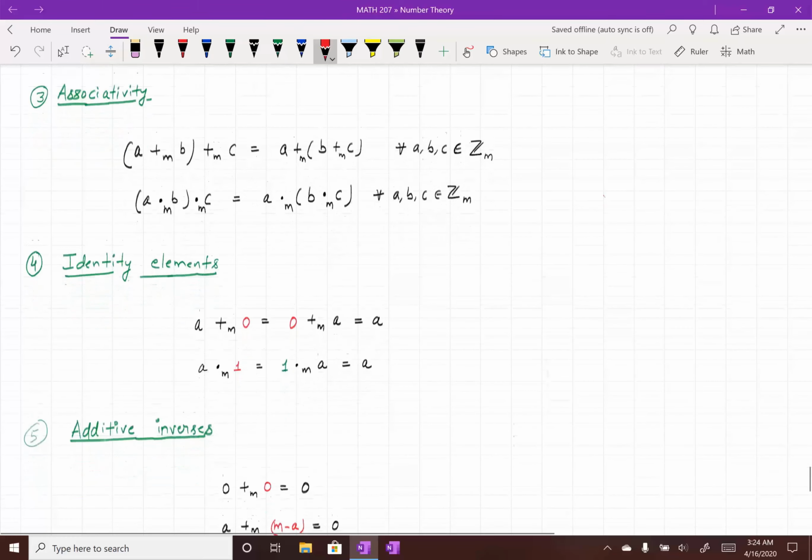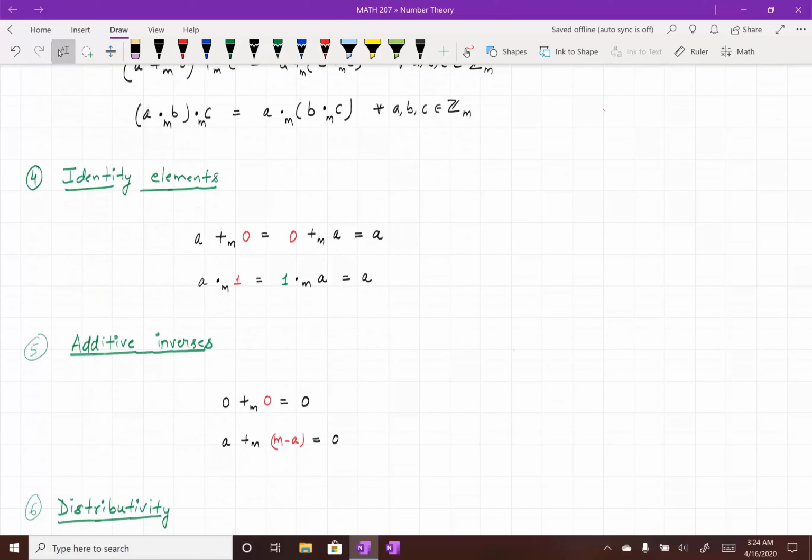You also have the concept of identity element. With respect to addition, for an element a, addition modulo m with 0 is going to remain the element a itself. And with respect to multiplication modulo m, if you take an element a and do the multiplication modulo m with 1, it is going to remain the same element a. Okay, so 0 is the additive identity for an element a, and 1 is the multiplicative identity with respect to the element a.